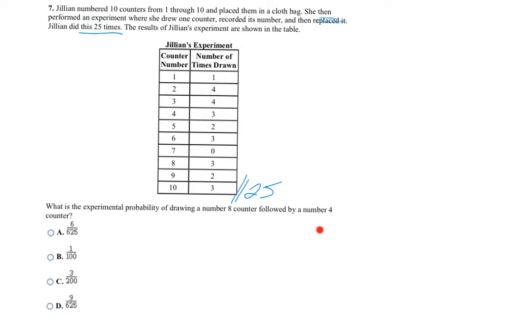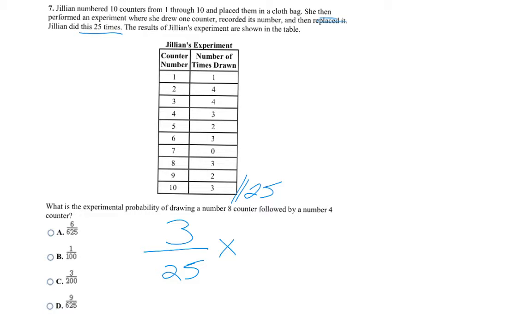So these are independent events. So I don't have to think about subtracting any numbers from the total or the numerator. That's not going to happen because they're independent. It's going to be replaced. So I have to think, okay, what is the probability of drawing an 8 counter first? So an 8 counter was drawn 3 times. So that's going to be my numerator out of 25. So total goes in the bottom times.